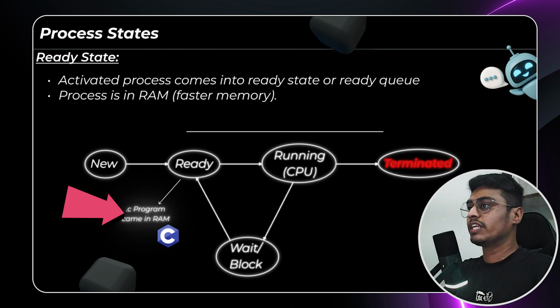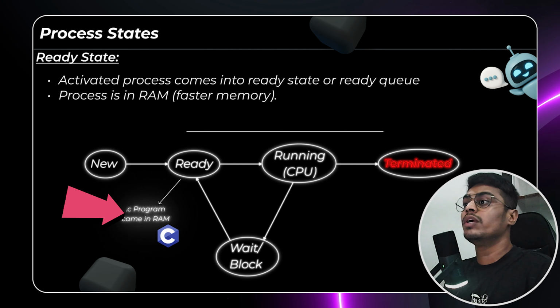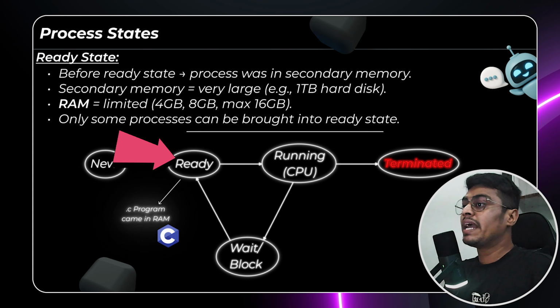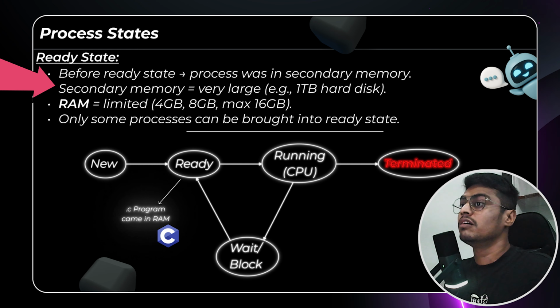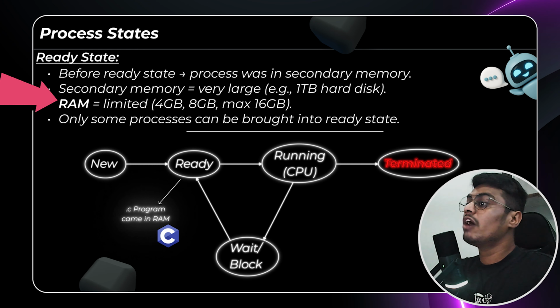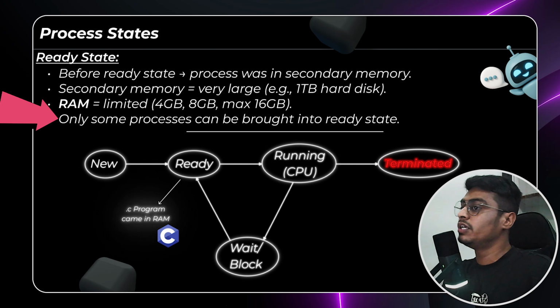Now, after new state, we have ready state. The moment you activate that process, it comes into the ready state or ready queue. Ready state means the process has come into the RAM, faster memory. Before that, it was staying stable in secondary memory, hard disk, but now it's in the ready queue. There could be many processes in secondary memory because we consider secondary memory very large. Like these days, laptops have 1 terabyte hard disk, but talking about RAM, we have 4 GB, 8 GB, maximum 16 GB. So you can't bring all processes into ready state. Out of all n number of processes, we bring only some into ready state.